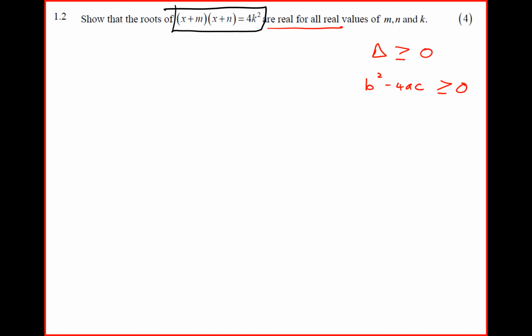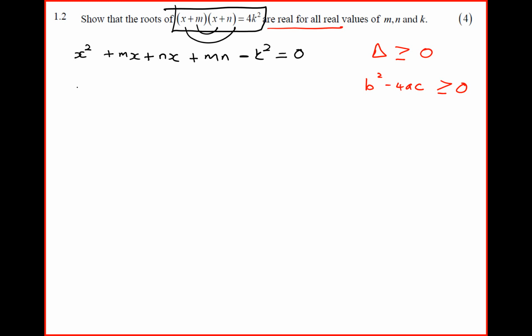On the left, I've got x plus m into x plus n. I'm going to use FOIL. First term, x squared. Then we go to the inside and the outside, which is plus mx plus nx. And then the last term would be plus m times n, which is mn, which is equal to k squared. And I'm going to bring the k squared onto my left-hand side and equate that to 0.